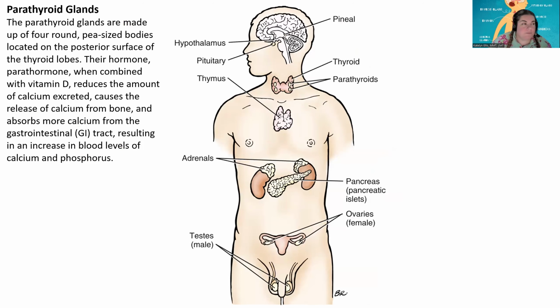The parathyroids, as you can see in this picture, they look like little polka dots on this little bow tie that he's wearing. The parathyroid glands are made up of 4 round pea-sized bodies located on the posterior surface of the thyroid lobes. Their hormone, parathormone, when combined with vitamin D, reduces the amount of calcium excreted, causes the release of calcium from bone, and absorbs more calcium from the gastrointestinal tract, resulting in an increase in blood levels of calcium and phosphorus.